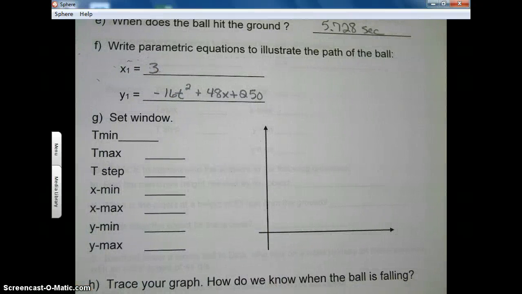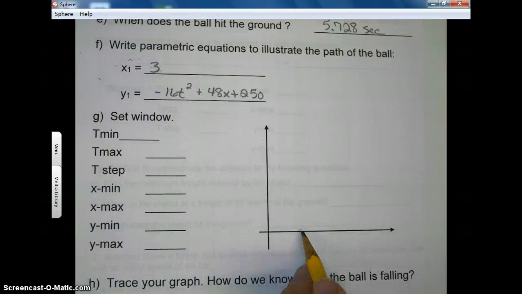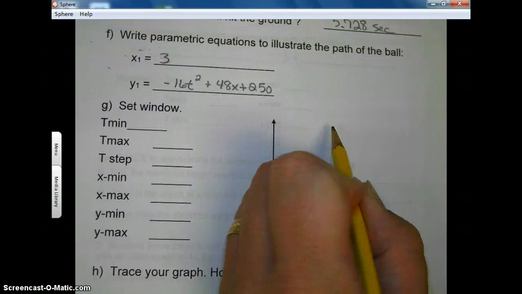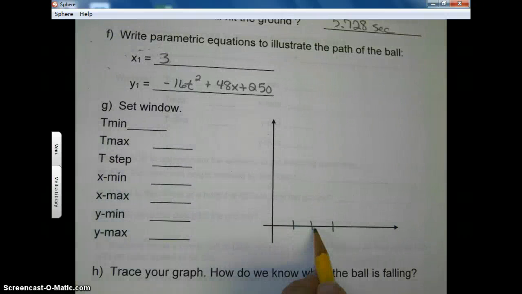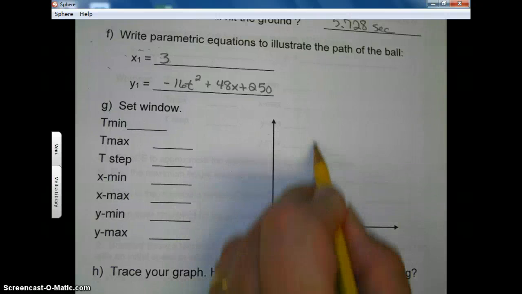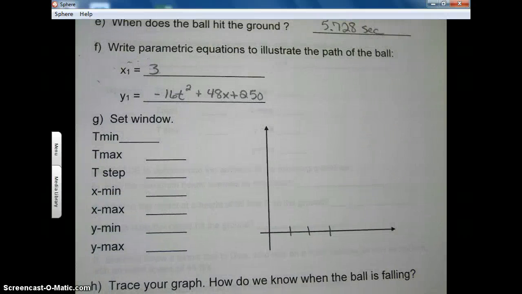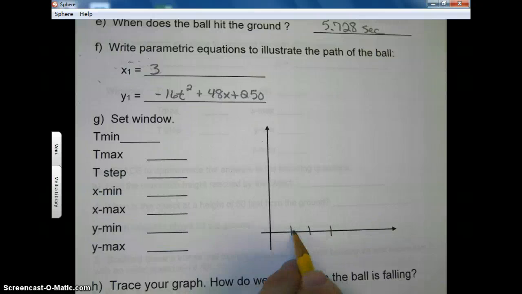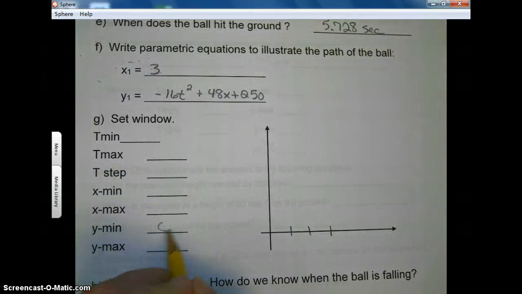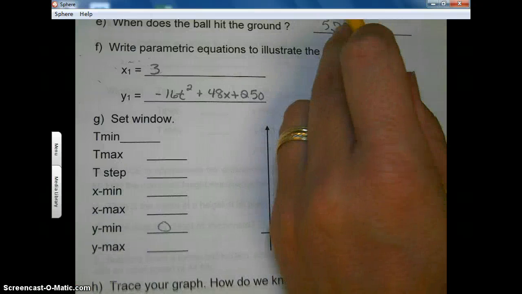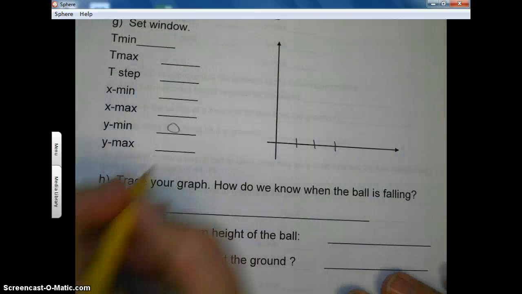And so at 3, we're going to see a ball shoot up in the air. We could have picked 2, and the ball would have shot up in the air here. Could have picked 1, the ball would have shot up in the air here. So now y min is going to be 0, and all the way up to, we know it's going to hit 286. So let's go to 300.